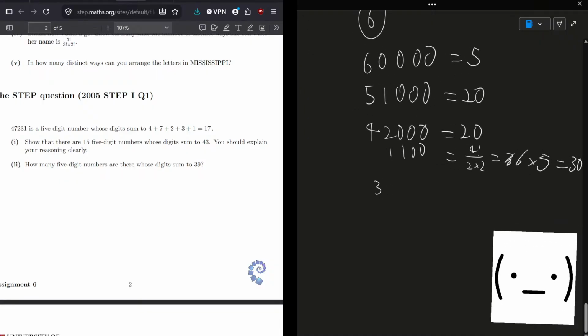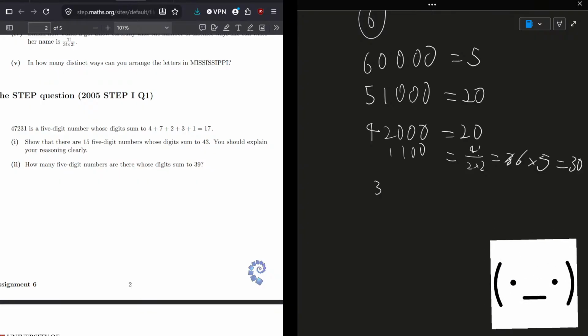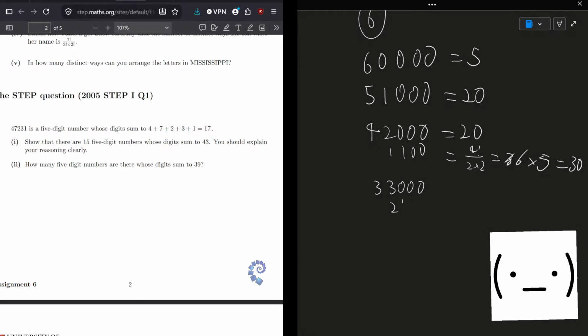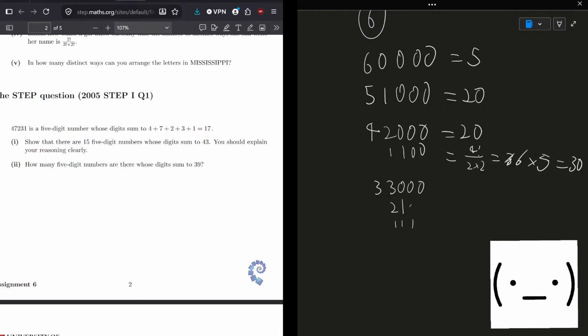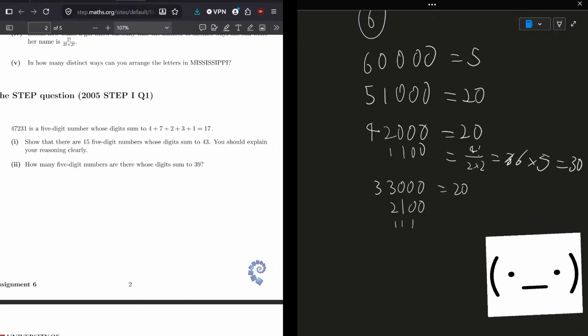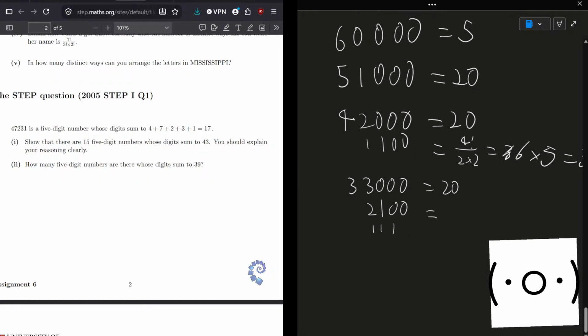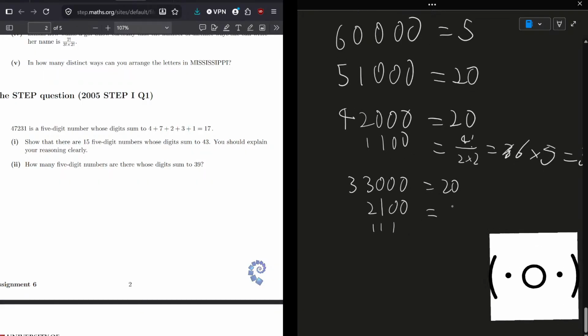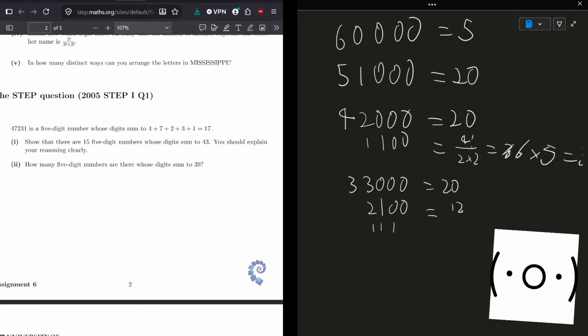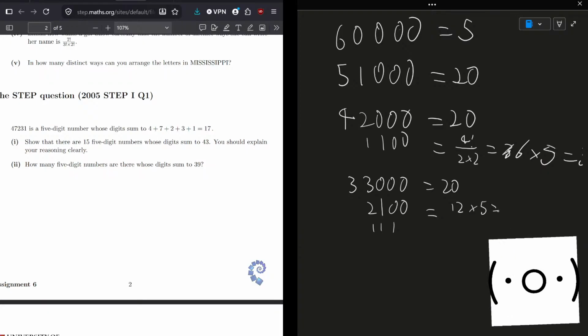The 3 case is difficult. Because then we've got 3000, we've got 21, we've got 111. And then this is again 20. This is altogether different. This is simply 12, I believe, because it's 4 factorial divided by 2, and then times 5, again accounting for how 3 can move around.